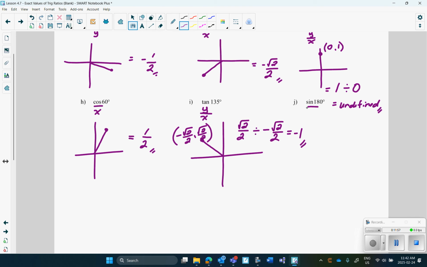And finally, the sine of 180. Sine means y. 180, I'm over here. What's the y coordinate? 0. So the sine of 180 is 0. That's how we use the unit circle to find exact trig values.